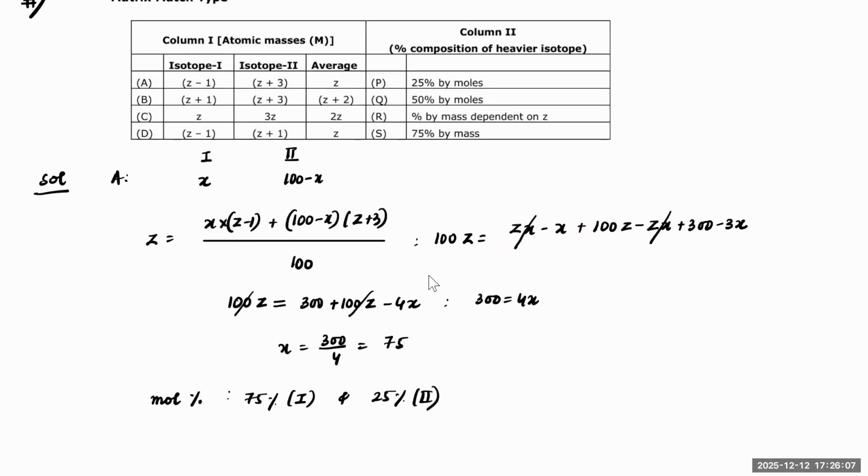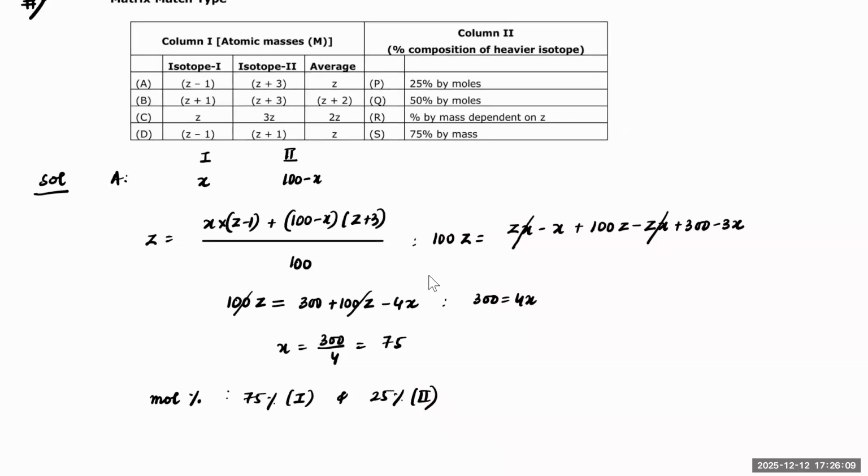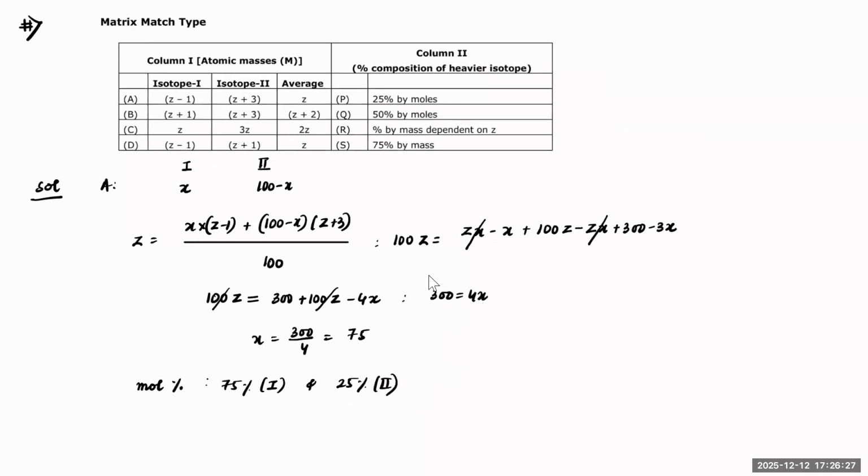So this is what we need to check. So yes, 25 percentage by mole composition here and 75 percentage by mole composition. So this P part seems to be correct here. Can you do the same thing for B? Please try that. Check how much value you are getting.